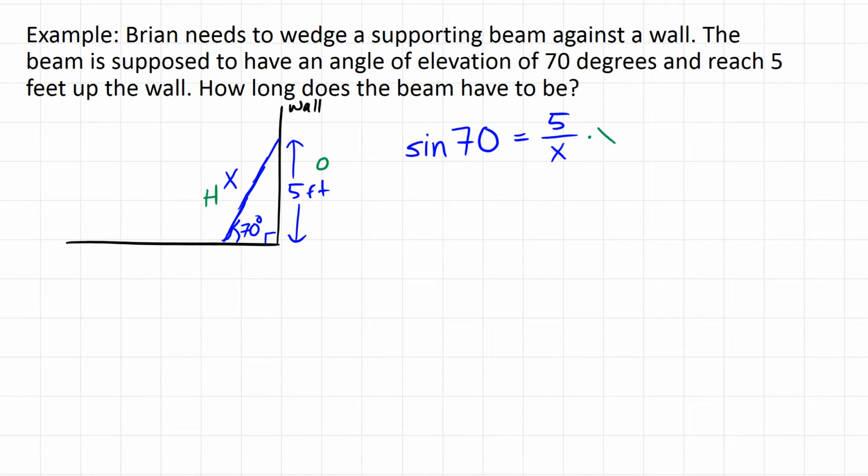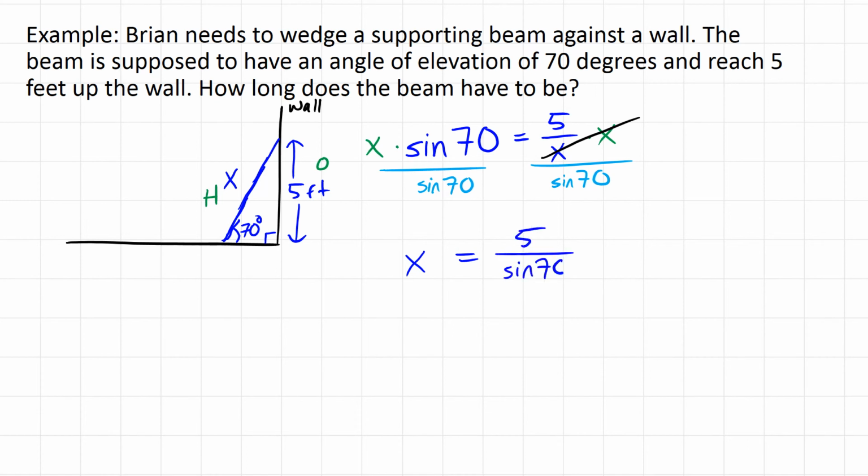Now we're solving this with the unknown in the denominator, which means getting rid of it from the denominator by multiplying by x on each side. And then we're going to divide by sine of 70 on each side. You can see I'm kind of doing this in one big step. You could do it in 2 smaller steps if you want. But that leaves us with x is equal to 5 divided by sine 70. And when I do that, I see that the beam needs to be equal to 5.3 feet long.